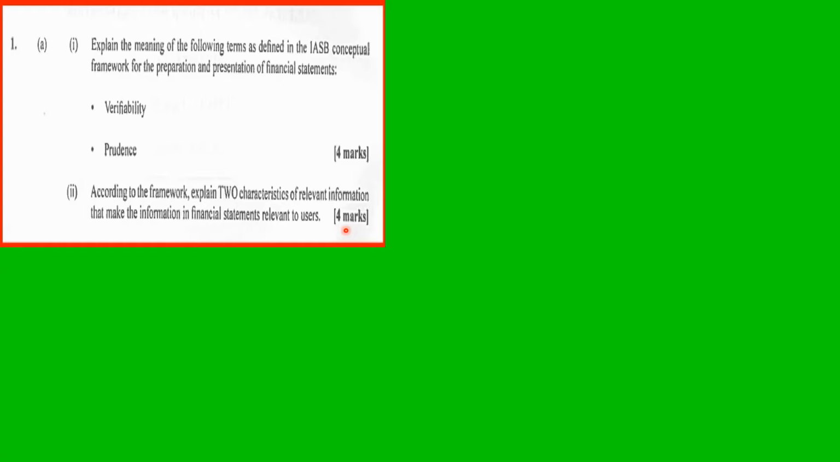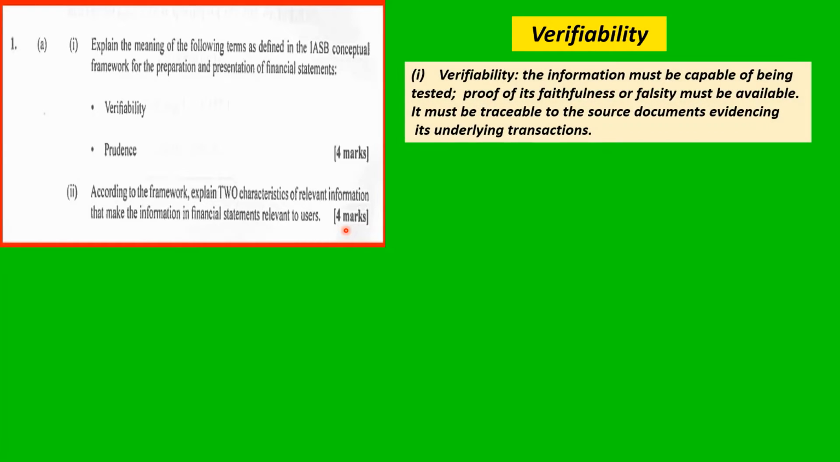Okay, first we look at verifiability. Verifiability: the information must be capable of being tested. Proof of its faithfulness or falsity must be available. It must be traceable to the source documents evidencing its underlying transaction.